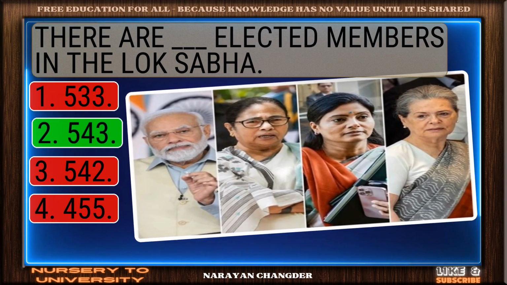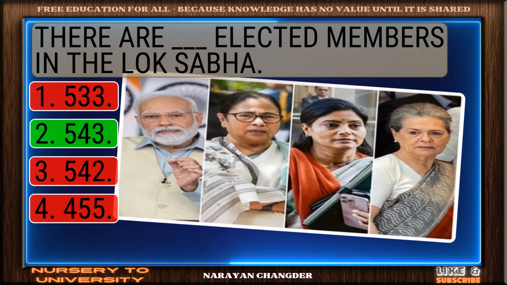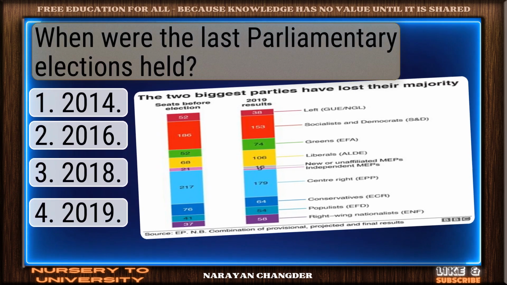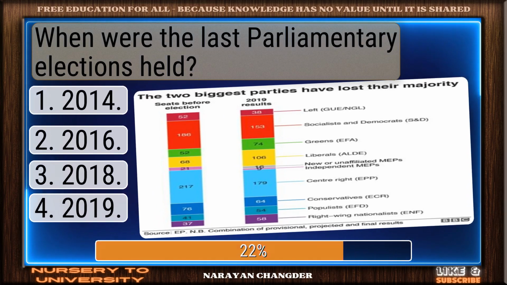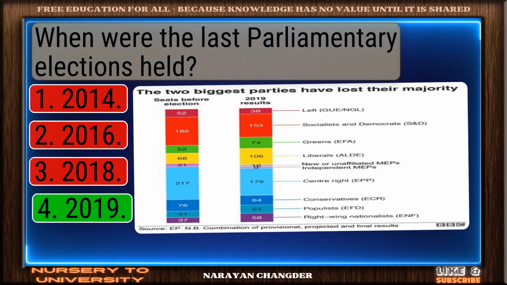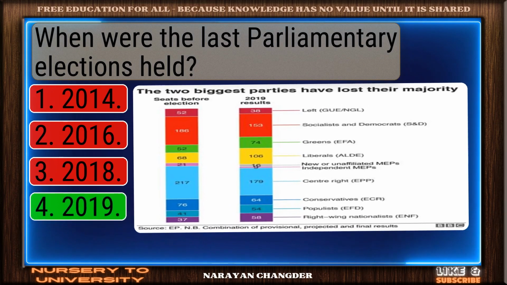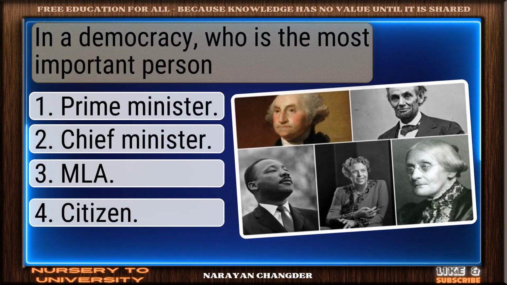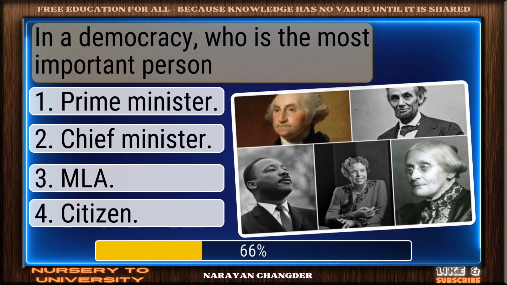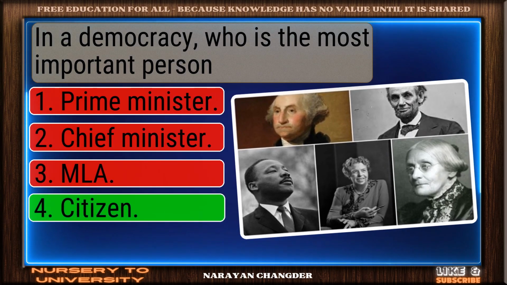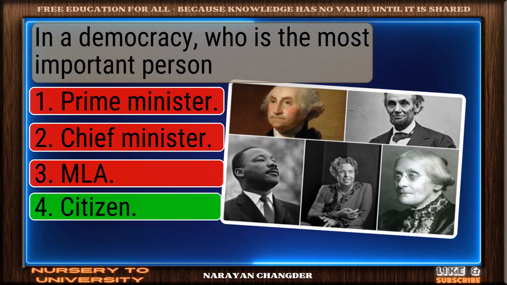Great thinking. 543 is the right choice. Question number 132. When were the last parliamentary elections held? Well done. 2019 is the right choice. Question number 133. In a democracy, who is the most important person? Nicely done. Citizen is a solid answer.